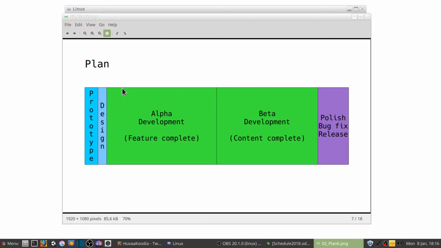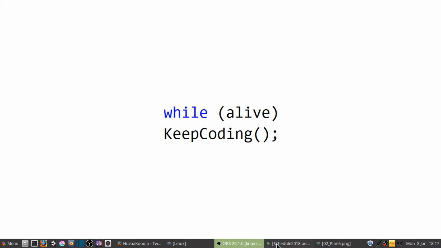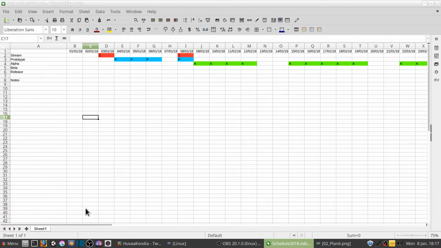And then the rest of the month is alpha, and then the second month starts with beta and finishes with 1 week of polish, bug fixing, and getting the release done. And whatever, sending some review builds and stuff like that. But this is not a very useful picture, really. So let's go to the schedule instead.